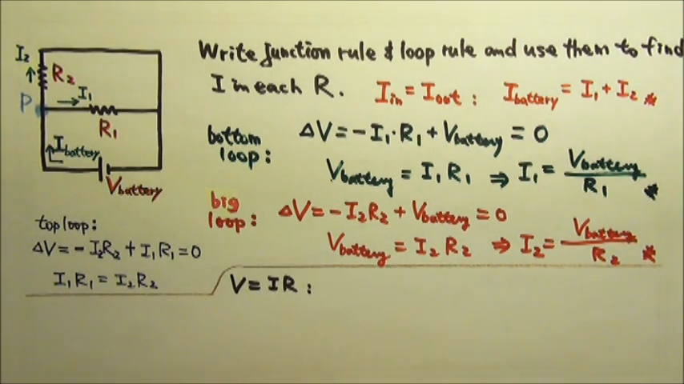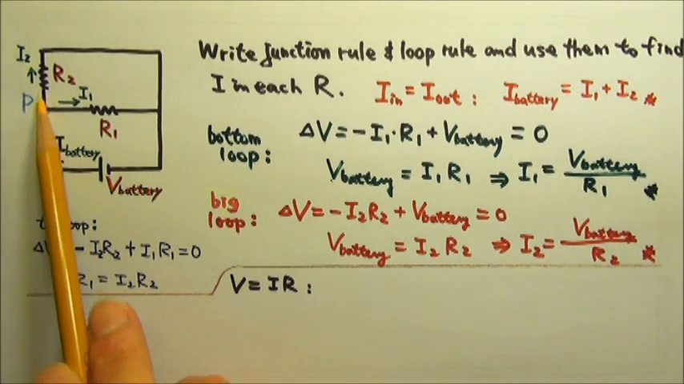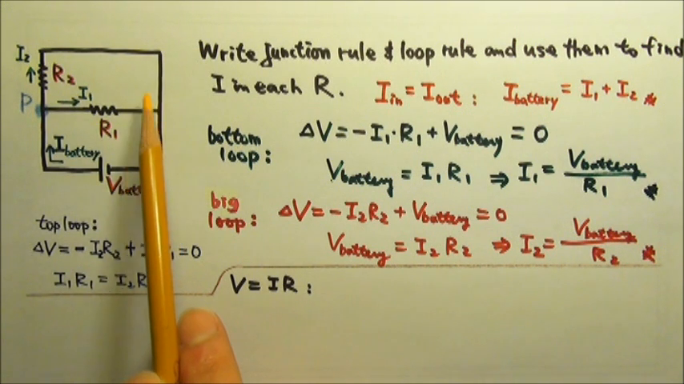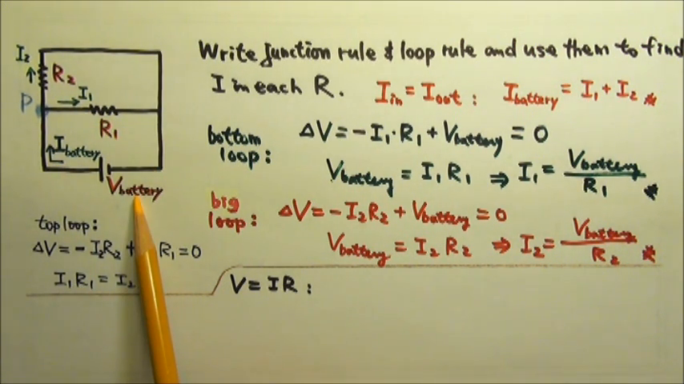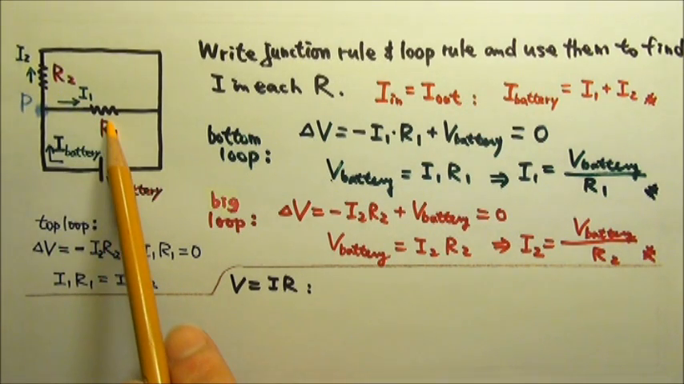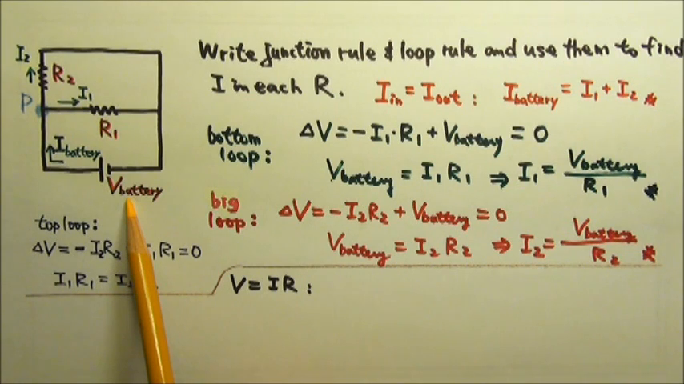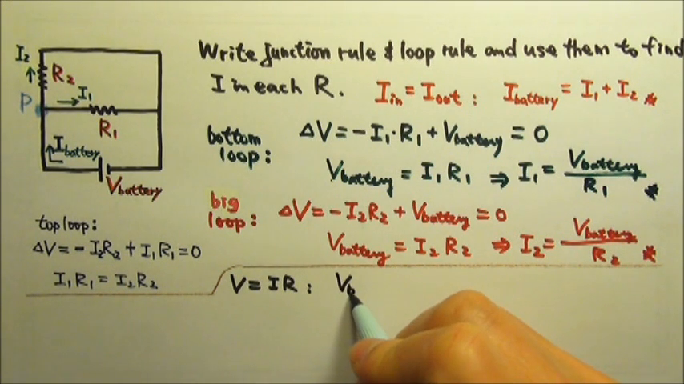Of course, for this problem, we can also use Ohm's law, V equals IR. These two resistors are in parallel because they have one end together, the other end is also together, and they are in parallel with the battery. So they get the same voltage as the voltage difference provided by the battery. So for both resistors, the voltage is the V battery.